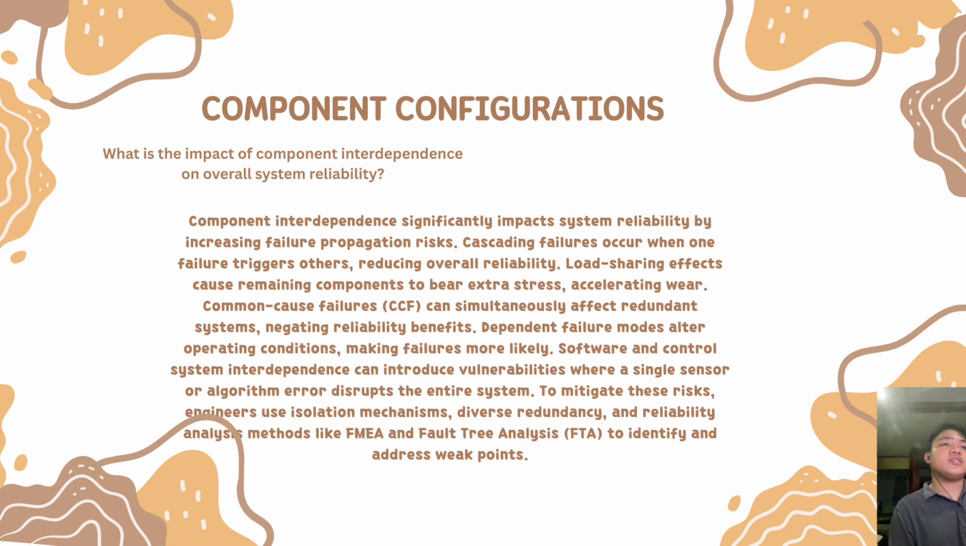Common cause failures can simultaneously affect redundant systems, negating reliability benefits. Dependent failure modes alter operating conditions, making failures more likely. Software and control systems can introduce vulnerabilities, where a single sensor or algorithm error disrupts the entire system. To mitigate this risk, engineers use isolation mechanisms and reliability analysis methods like failure mode analysis and fault tree analysis to identify and address weak points.